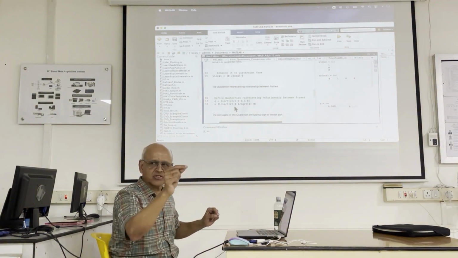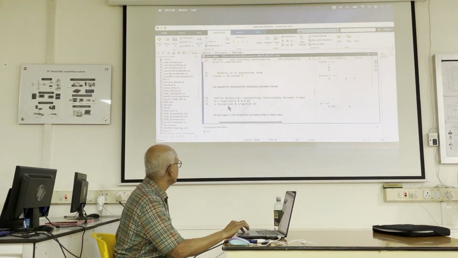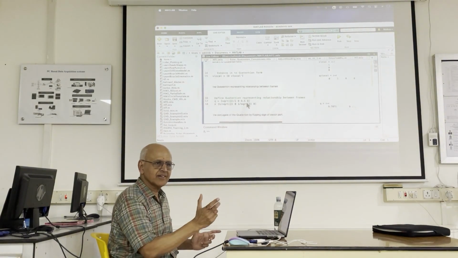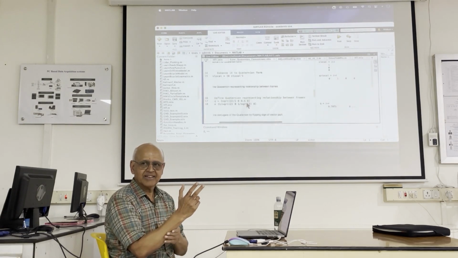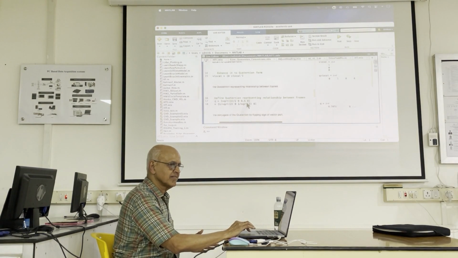Square root of every one of those elements squared. So isn't the square of 1 over square root of 2 a half? So half plus half is 1, right? Yes, sir. So I'm following the rules. I'm trying to create a unit quaternion.